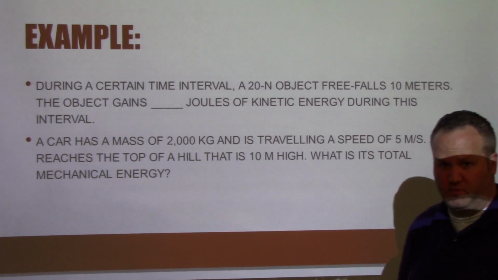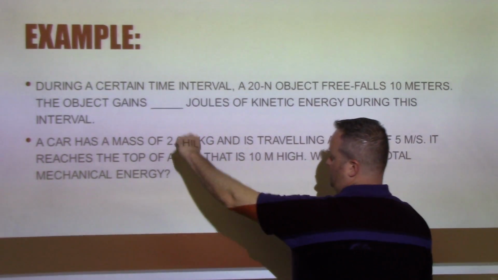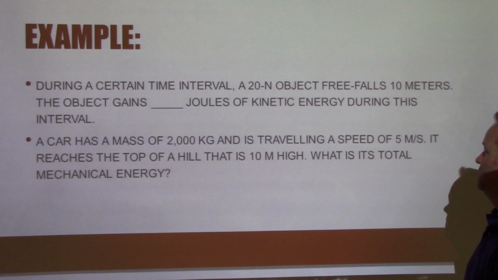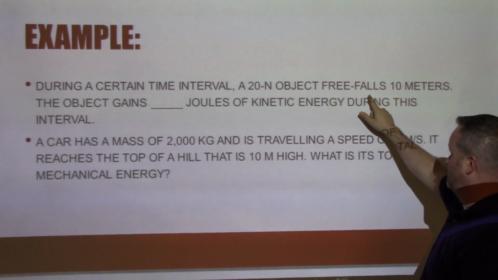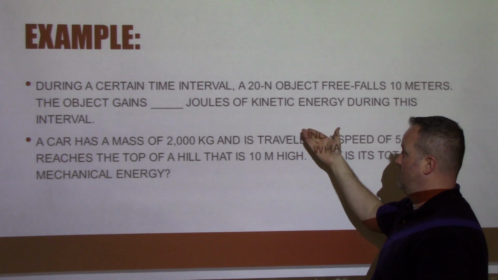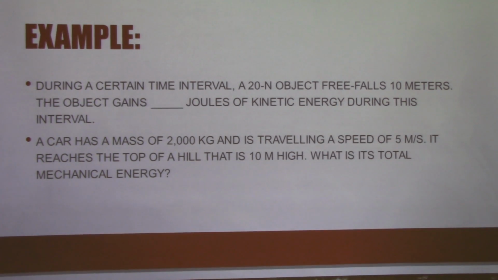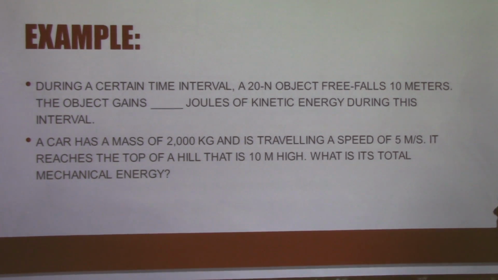So let's look at two examples. Here we have the first question, which states, during a certain time interval, a 20 Newton object free falls 10 meters. The object gains blank joules of kinetic energy during this interval. So how will we find the kinetic energy?